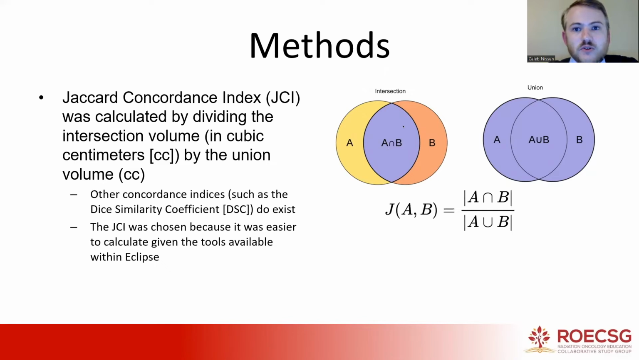And so, based on these two volumes, the Jaccard concordance index was calculated by dividing the intersection volume by the union volume. Of note, other concordance indices do exist. However, the JCI was chosen because it was easier to calculate given the capabilities within Eclipse.